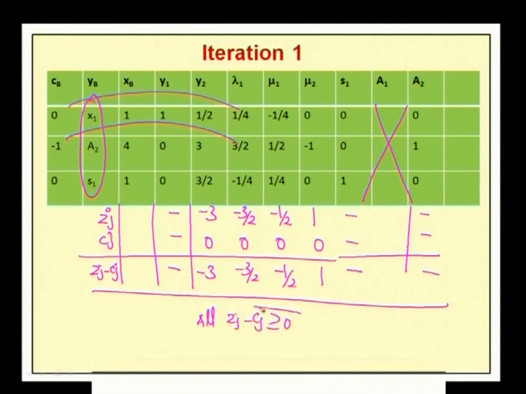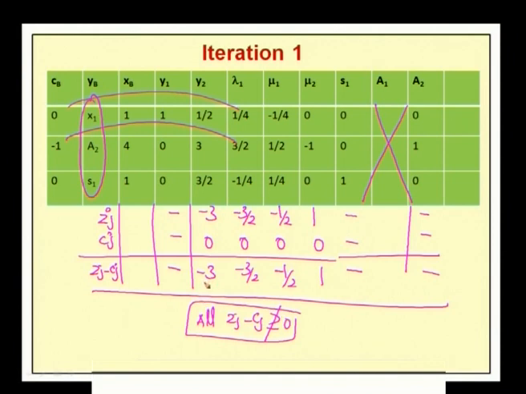In order to check the optimality condition, we have to check this condition. Now for this table 1, if we observe zj minus cj, not all zj minus cj values are greater than or equal to 0. So still the optimum solution is not obtained. So now we have to improve the solution.